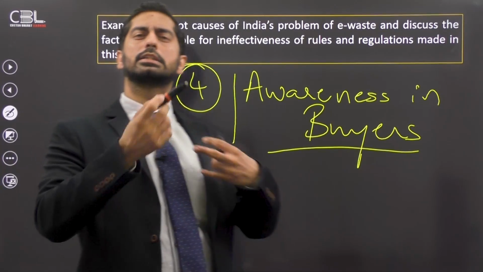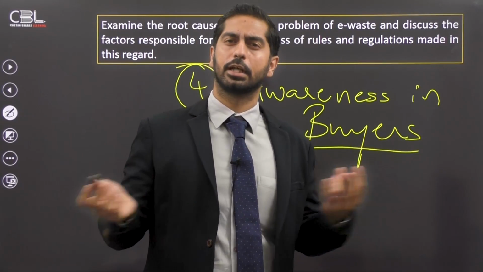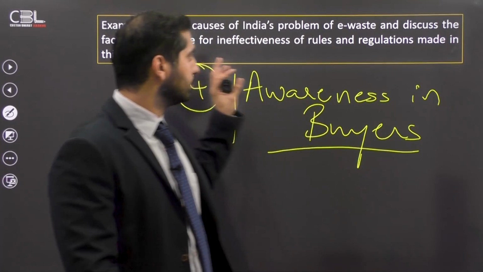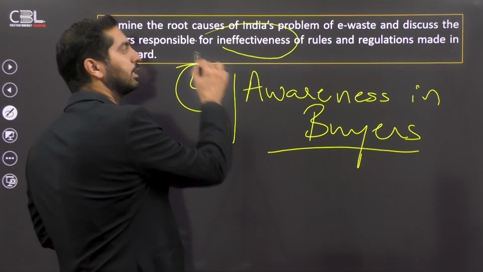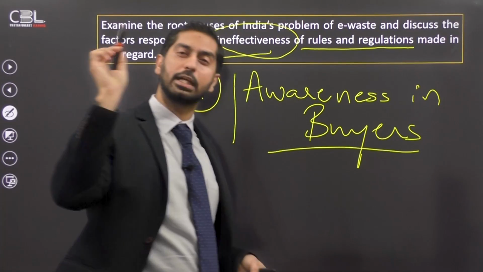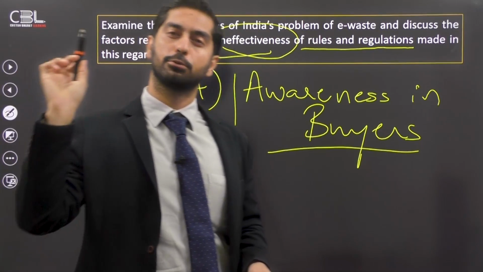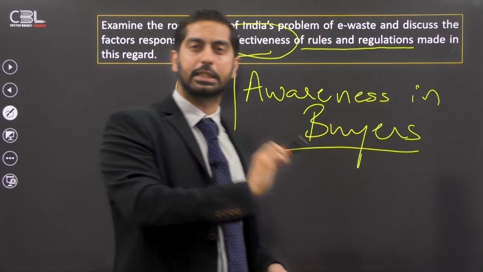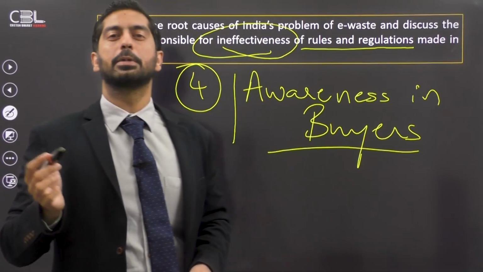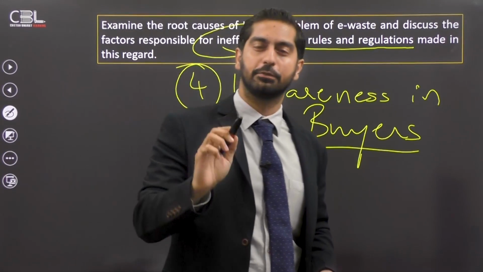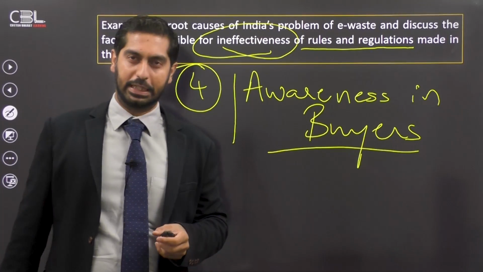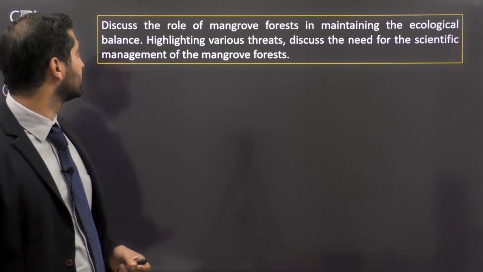So things keep on moving as they were earlier, and the wheel is actually not moving. So that's the reason for ineffectiveness of rules and regulations. Rules and regulations are there, the E-Waste Management Rules 2016 are there, but they are not effective in checking the improper generation of e-waste, improper management of e-waste. So in this way, you can handle this question. Now moving on to the next question.